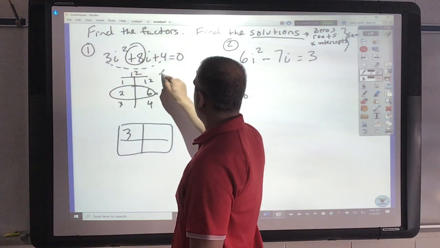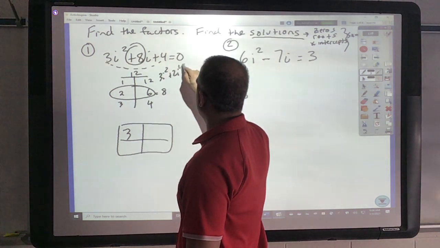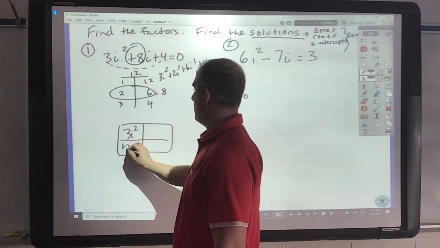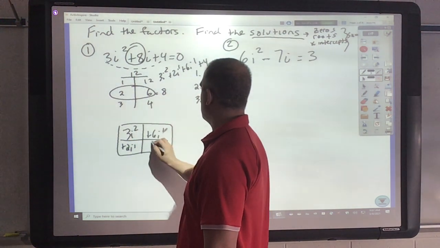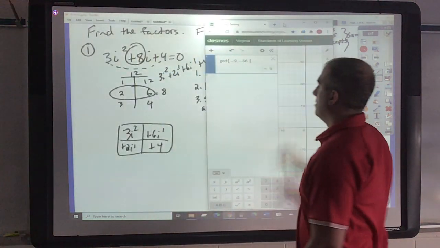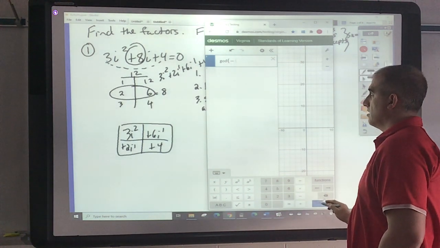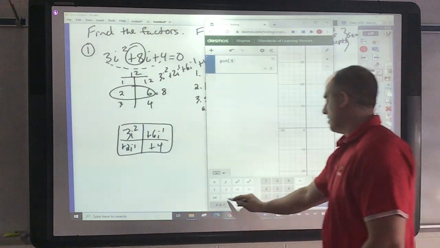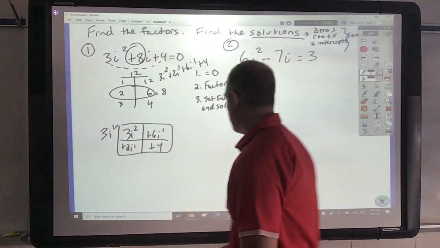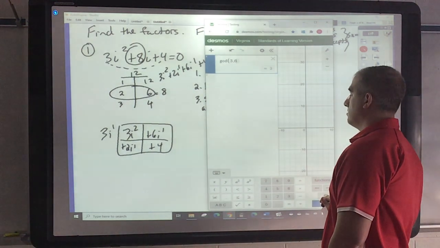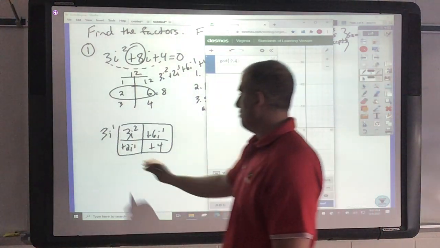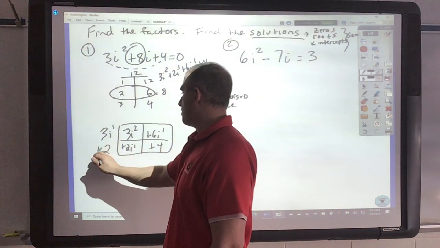So this would be 3i squared plus 2i to the first plus 6i to the first plus 4. Now, all I'm doing is GCFs. I got 3 and 6, which is 3. They both have an i. Smallest exponent is i to the first. Then I got 2 and 4, gives me 2. This is plus, this is plus.